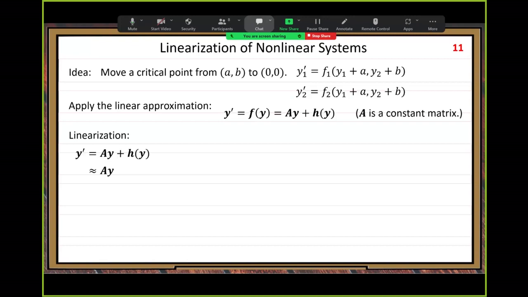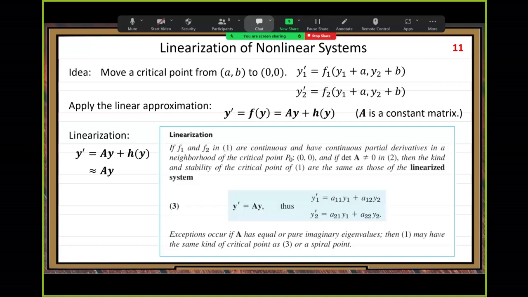That's linearization. But in this linearization, if you throw away some terms, you want to make those terms relatively small. When it is small, the approximation is good. If the term is large, the approximation is not good. Small means the y vector is close to 0. If the y vector is very close to 0, then the term is small. If it is far away from 0, then it will be large.